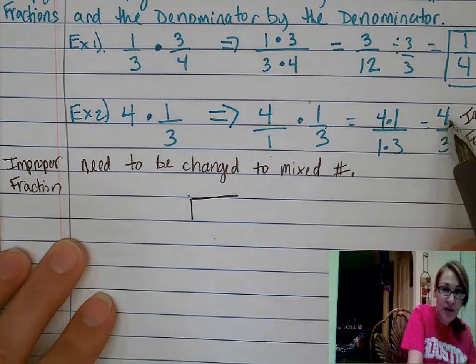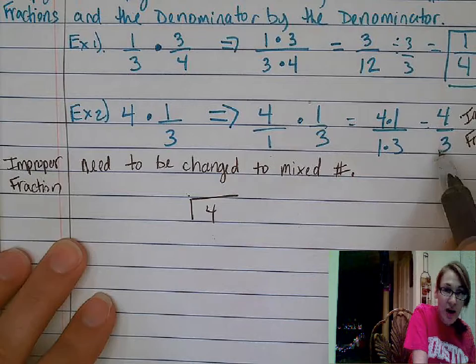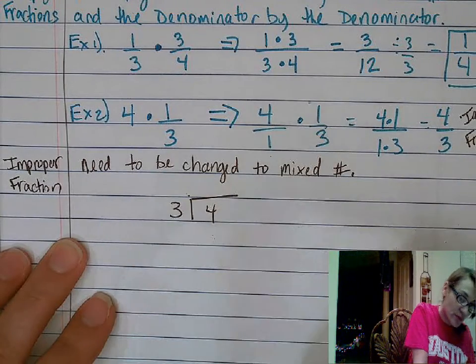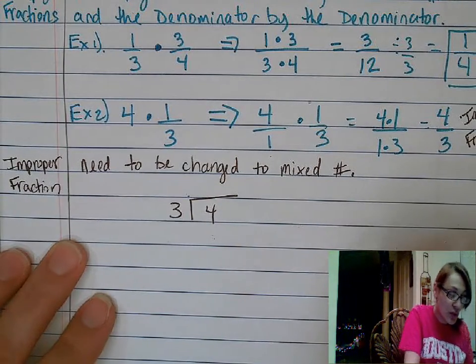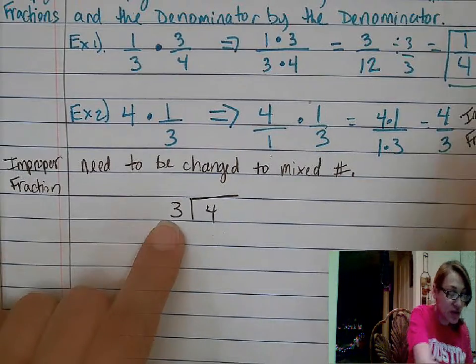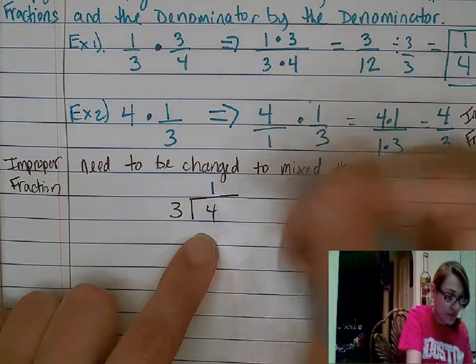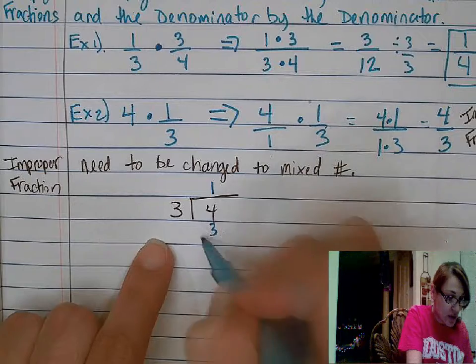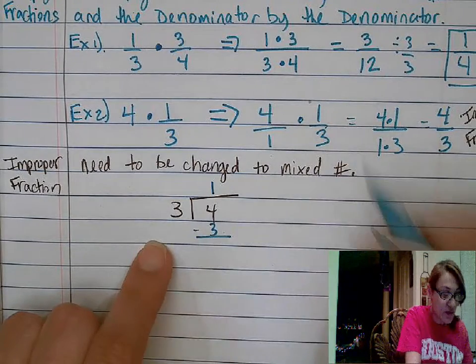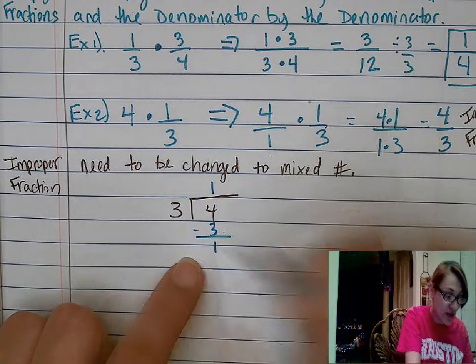So you put the top in the house, the bottom goes out. So that's how T-bow works. So now we can divide this. 3 goes into 4 one time. 3 times 1 is 3. You subtract that. 4 minus 3 is 1.